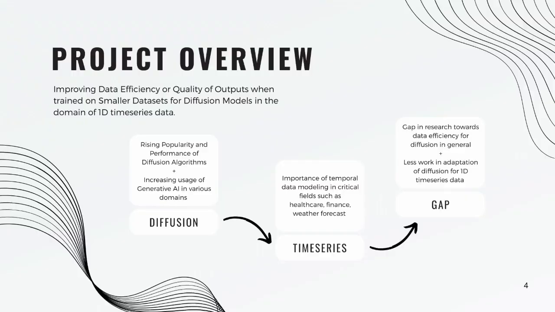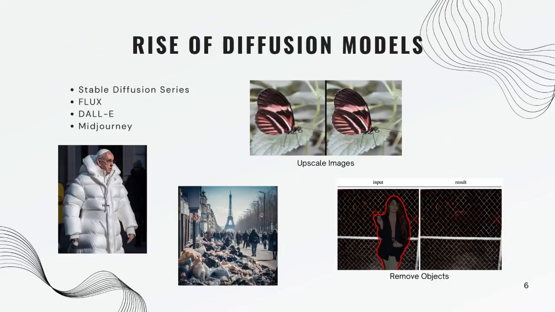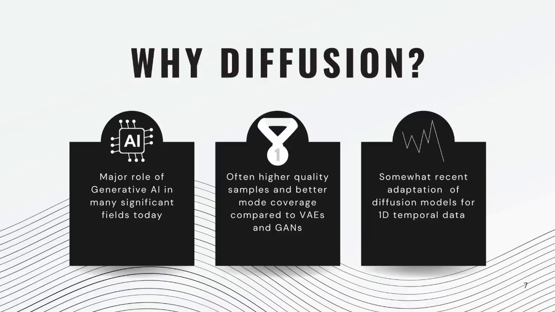Diffusion models are growing in popularity. Time series data is critical across many fields, but there's little work on making diffusion models data-efficient for it. Diffusion is now used to upscale images, remove objects, used in tools like Midjourney, DALL-E, and Flux. Diffusion is crucial in generative AI, producing higher quality outputs than GANs or VAEs. But it's still new for 1D time series.